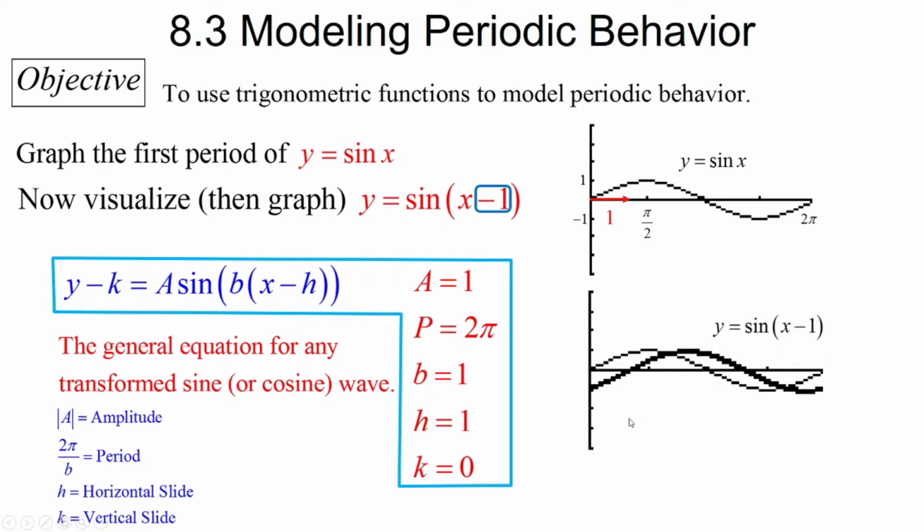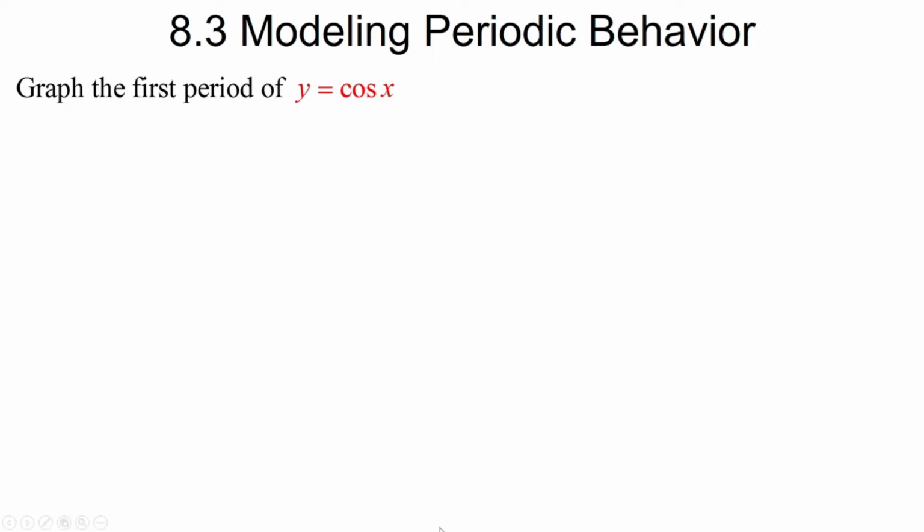Beautiful. Okay, so let's graph now the first period of cosine of x. So just like sine of x, I want you to be able to visualize y equals cosine of x. Now, remember, sine of x begins at the origin and then begins working up. Cosine has a y-intercept of 1 and then begins, as we go to the right, going down towards the x-axis. So I hope you see this in your mind right now.